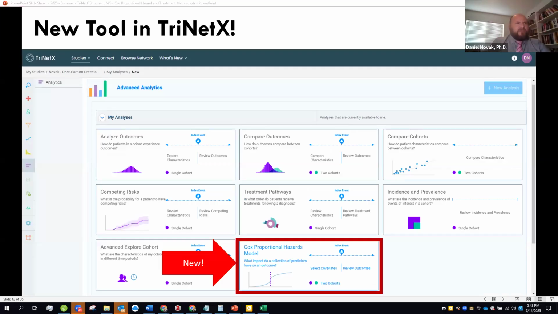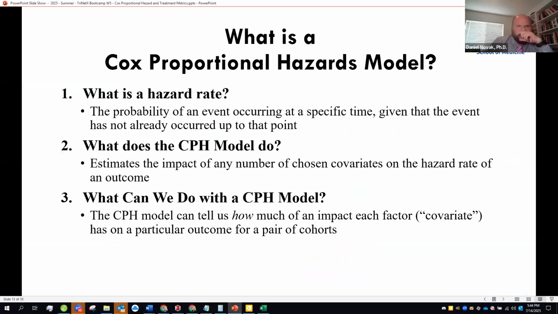But fortunately, the TriNetX people last year, in around September of 2024, released a new tool called the Cox Proportional Hazards Model. Obviously, that tool's existed statistically for decades, but they released it as a new tool within TriNetX. So really quickly, a Cox Proportional Hazards Model talks about a hazard rate. That's the probability of an event occurring at a specific time or by a specific time, given that the event has not already occurred. So that's a hazard rate.